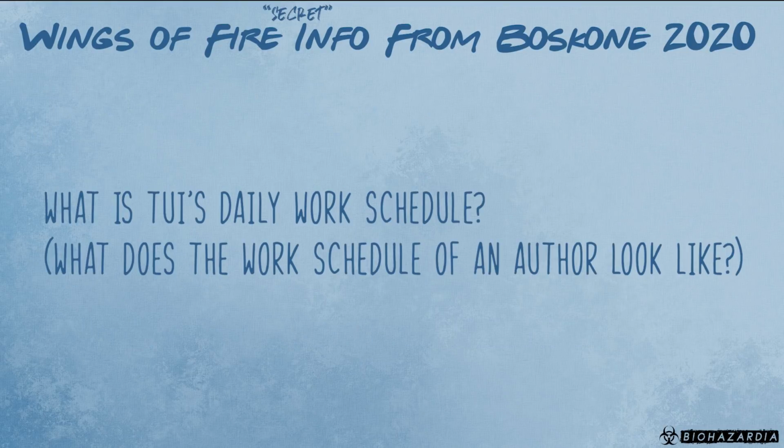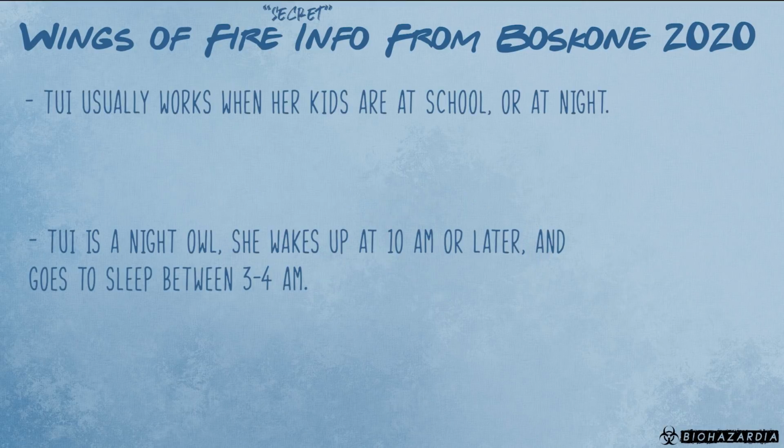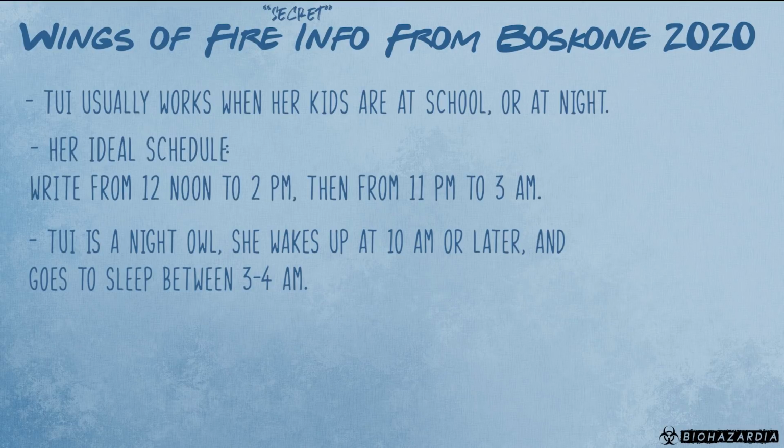What is your daily work schedule? Do you just wake up on some days and say, I'm gonna write, or do you have specific days where you work? TUI said that she usually works on days where her kids are at school. Her ideal work schedule is writing from 12 noon to 2 p.m. and then 11 p.m. till 3 a.m. Waking up at 10 a.m. is very early to her, and she usually goes to sleep around 3 to 4 a.m. That's pretty late, but it sounds really enjoyable.